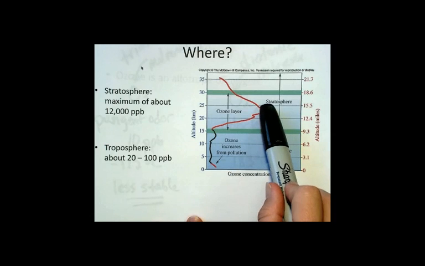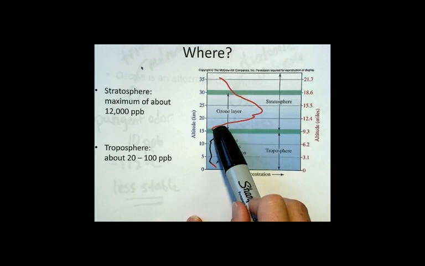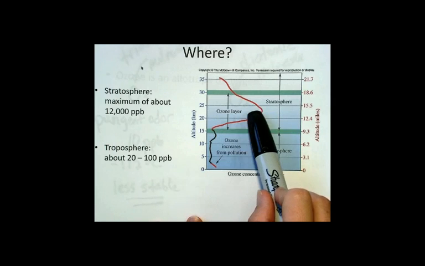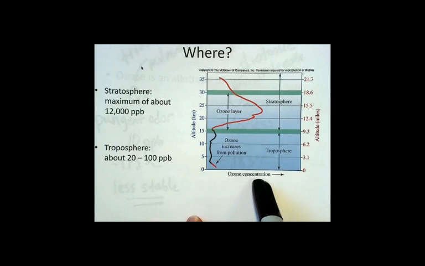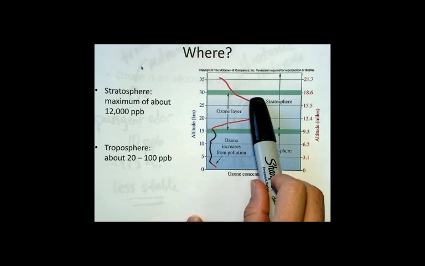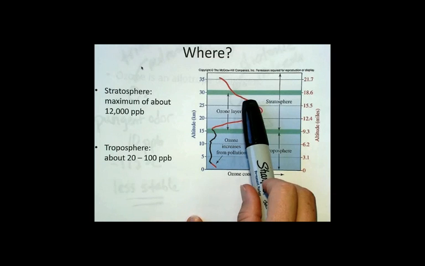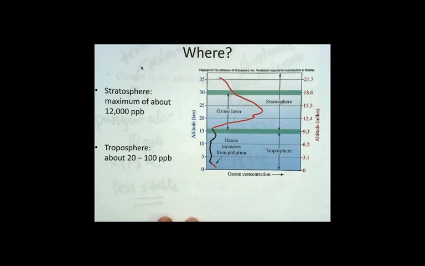At the maximum level up here, it's about 12,000 parts per billion, and down here that would be about 100 parts per billion. So that gives you a sense of the scale. There's no units on this particular scale. It's just a relative scale showing the increase in ozone concentration. So it's showing that in the stratosphere is where we find a higher concentration, at 12,000 parts per billion ozone. Now compare this to that first picture that you looked at.